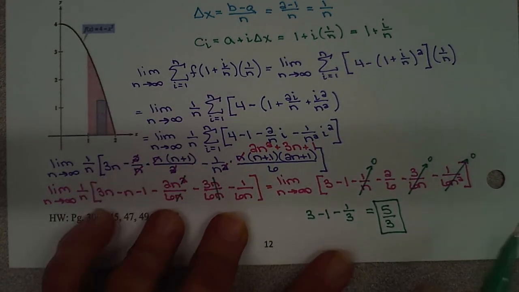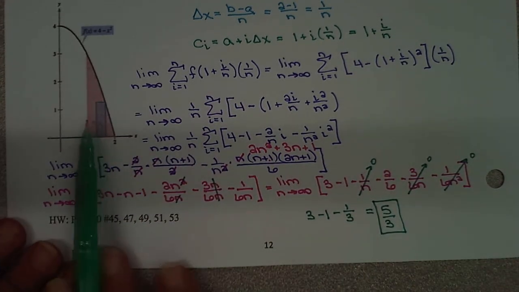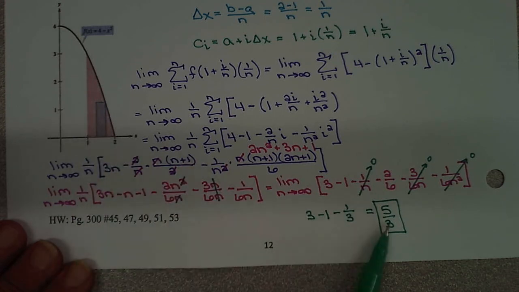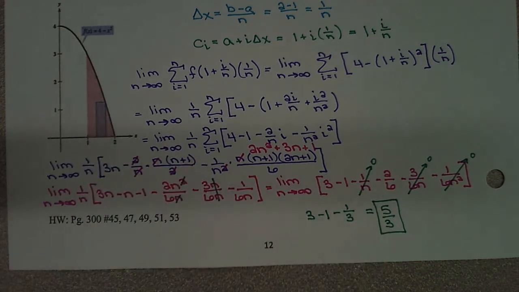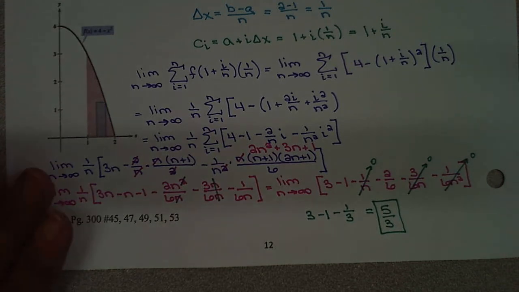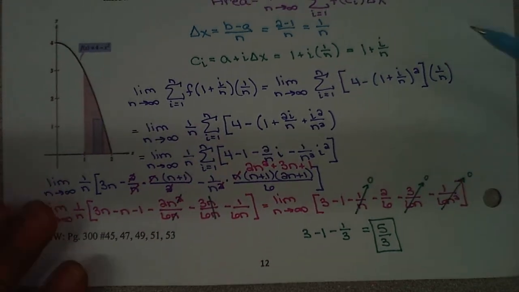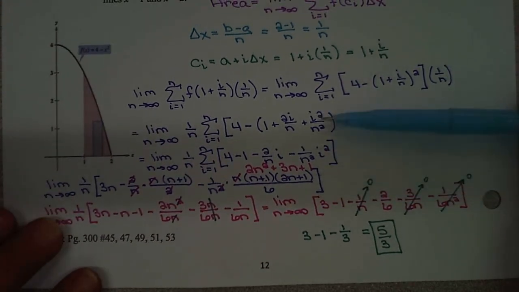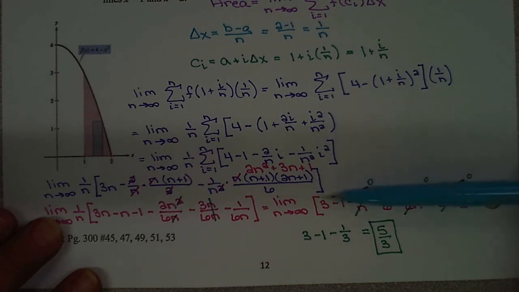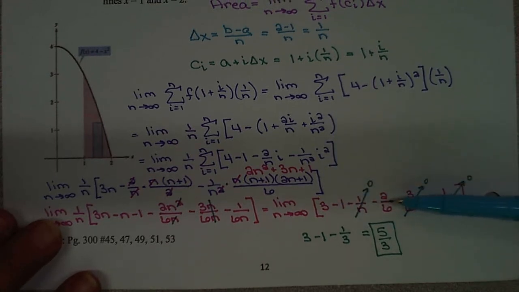So for this problem then, the area underneath this 4 minus x squared from 1 to 2 is going to be 5/3. All right, so that one wasn't quite as long. Hopefully you are able to see in these problems the pattern. It's going to be the same thing every time. The hardest part is going to be the simplifying stuff in the middle to make sure that you don't mess up a number or something somewhere.